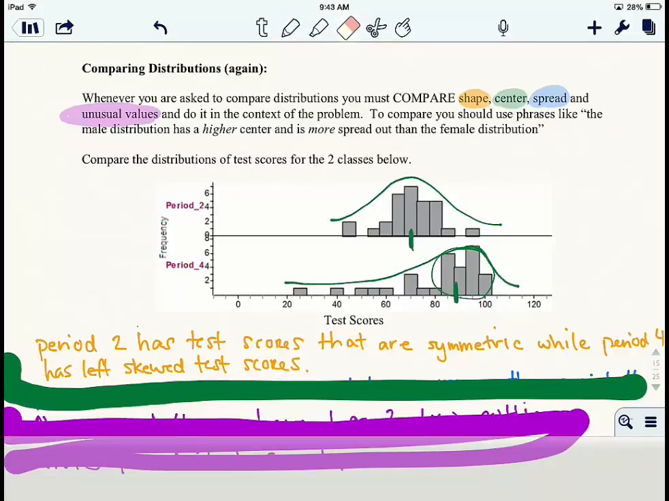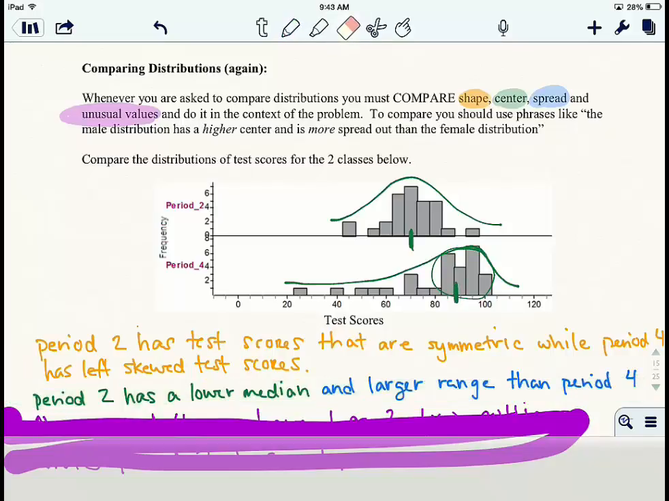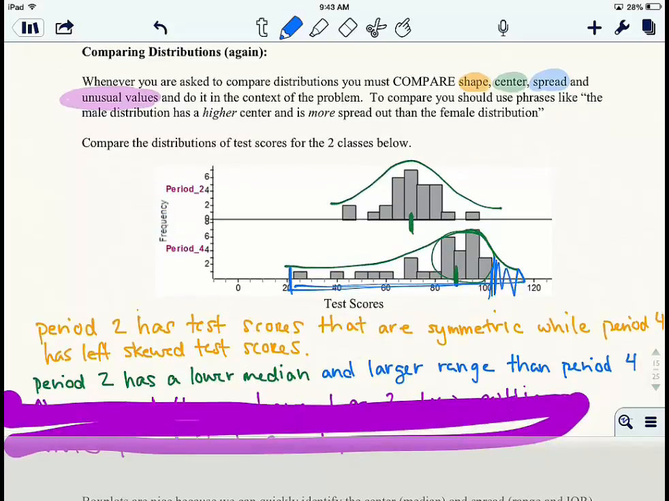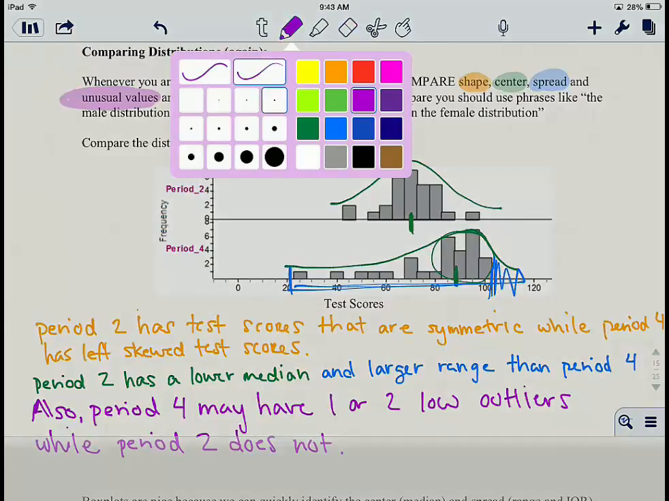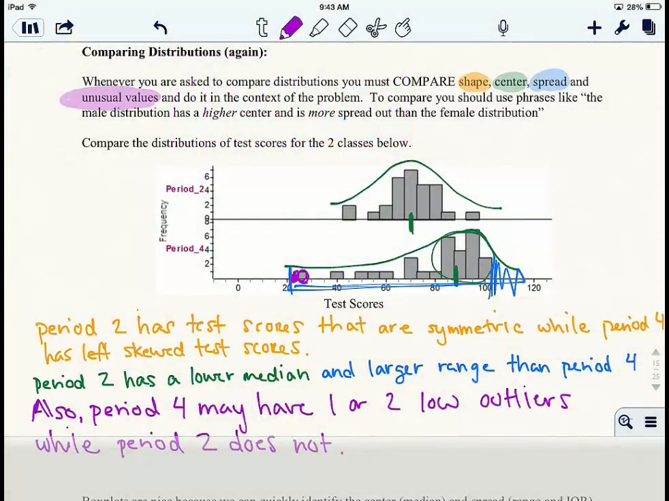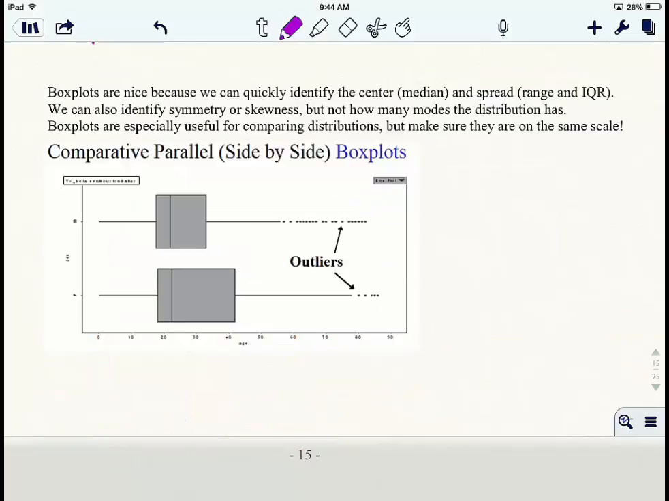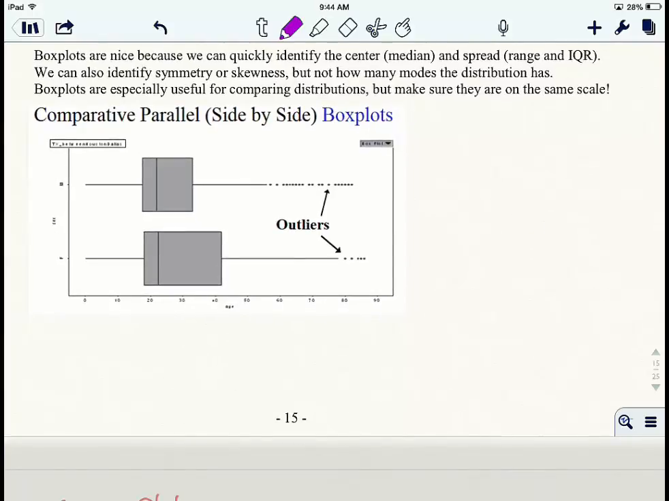So if we were to talk about it, we would say period 2 has a lower median, but it has a larger range than period 4. And remember, range is from the small number to the max, so it's more spread out. Finally, if we look at the unusual values, period 4 may have one or two outliers. Maybe that's an outlier, we don't know, while period 2 does not appear to. Box plots are nice because those things we were just looking at are very easily identified. Please go ahead and fill this in with some comparison sentences of your own.